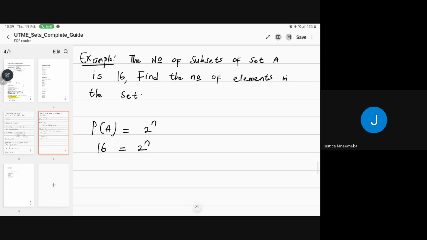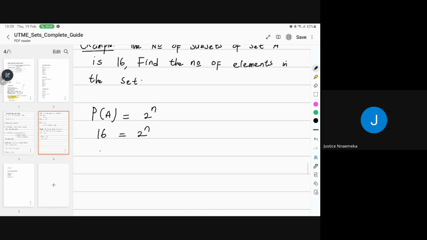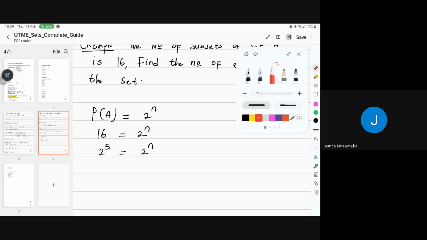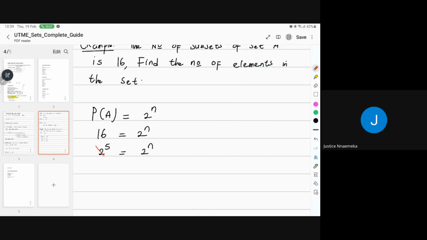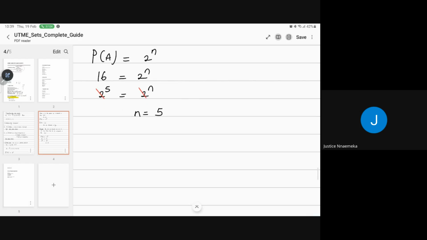Now, according to your indices, 16 is the same as 2 raised to the power 4, which is equal to 2 raised to the power n. So I'm applying indices here, right? That means that 2 here will cancel 2, and you're going to have that the number of elements n is equal to 4. So the number of elements in that set will be 4 elements. Sometimes they will give you the power set or the number of subsets and then ask you to find the number of elements inside.